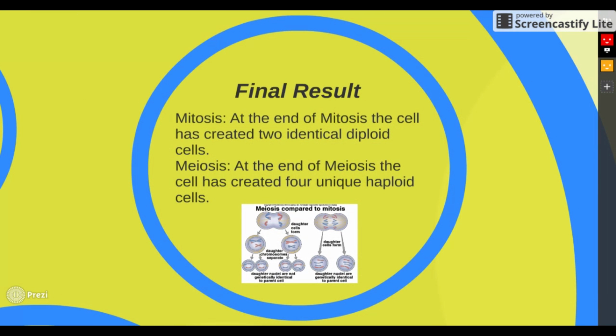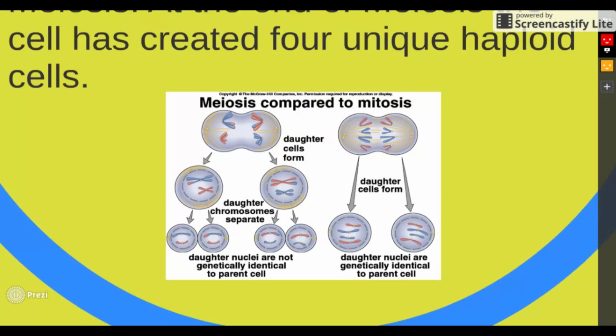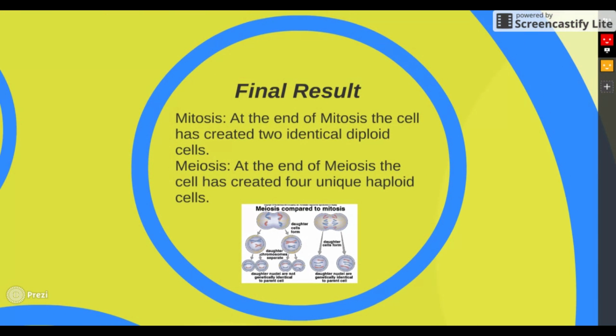The final result of meiosis as compared to mitosis is seen in this next slide. At the end of mitosis, the cell has created 2 genetically identical daughter cells. These cells are diploid and have all 46 chromosomes. They are identical because they never underwent genetic recombination and were divided perfectly in half during anaphase, making them the exact same. At the end of meiosis, the cells created 4 genetically unique daughter cells.